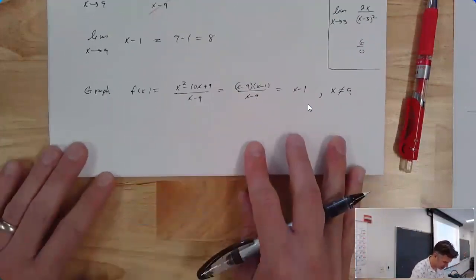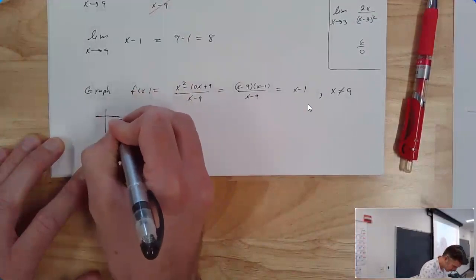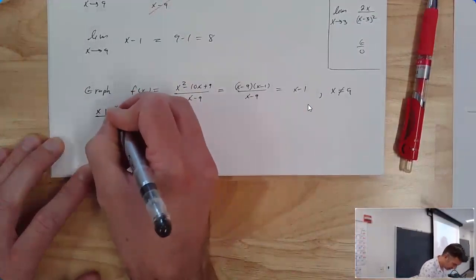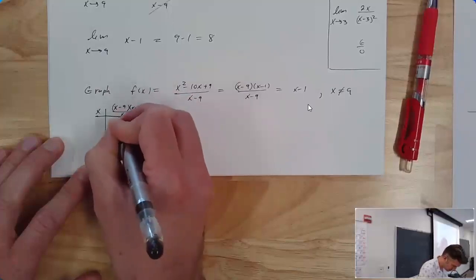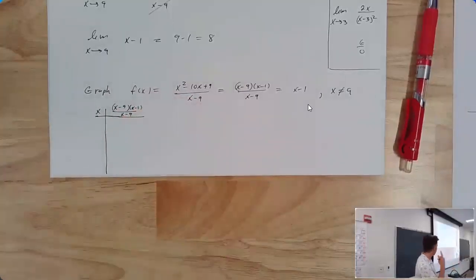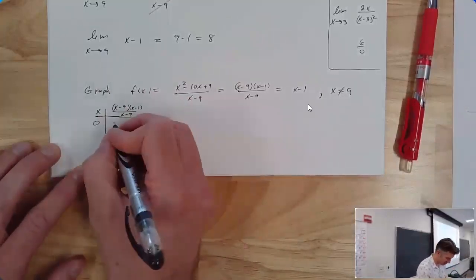Literally, if I make a table here of x values and x minus 9 times x minus 1 over x minus 9, I'm really just going to ignore the x minus 9s in my head. So if x is 0, I'm going to get 0 minus 1, which is minus 1.